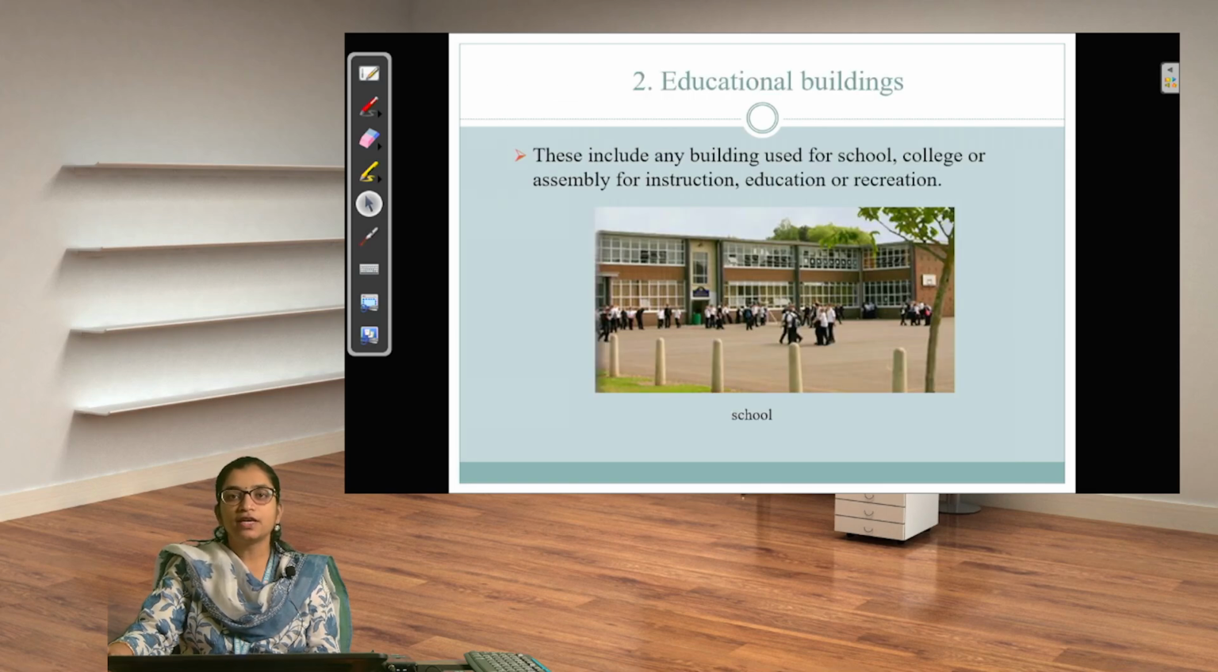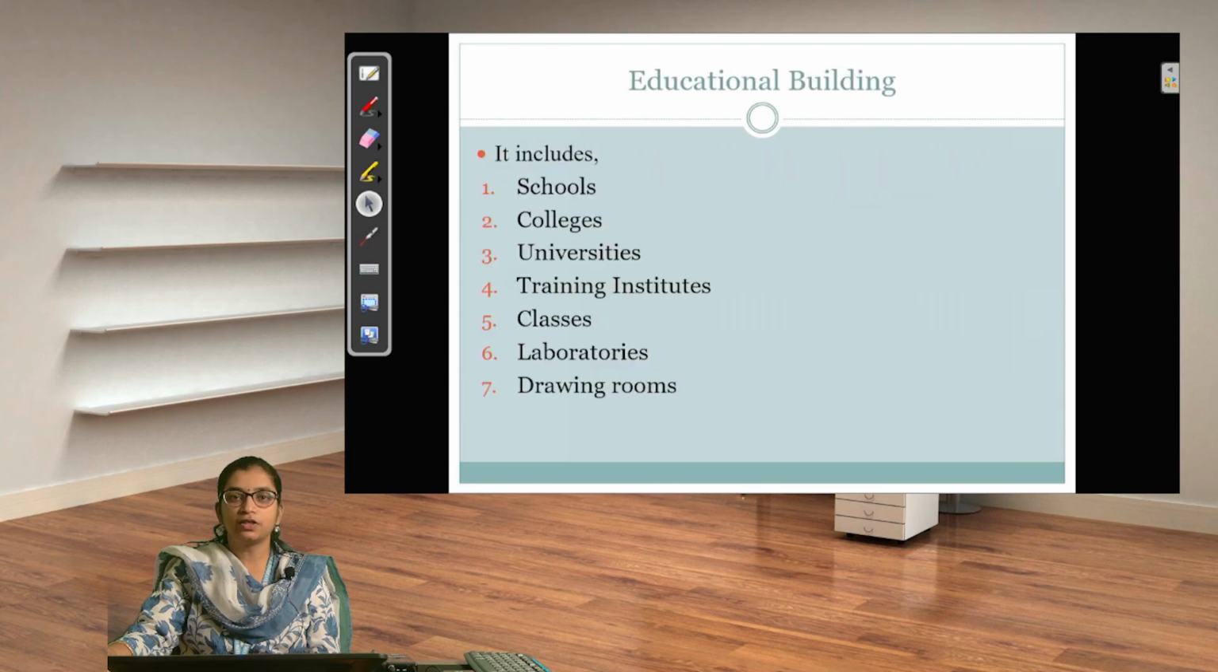So the second one is the educational building. This includes any building used for schools, colleges or assembly purposes, where we can deliver lectures or deliver knowledge about any kind of sector. So all these buildings we consider as educational buildings. As per our knowledge, we consider only schools and colleges as educational buildings, but it covers universities, training centers, classes. It also includes the gymkhanas and laboratories. These are also included in the educational building.